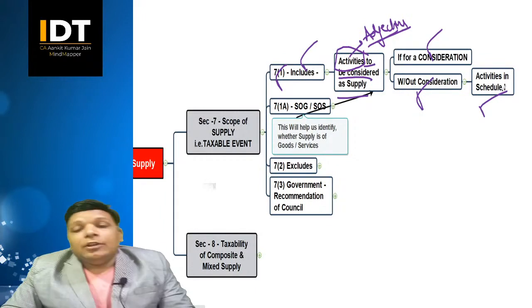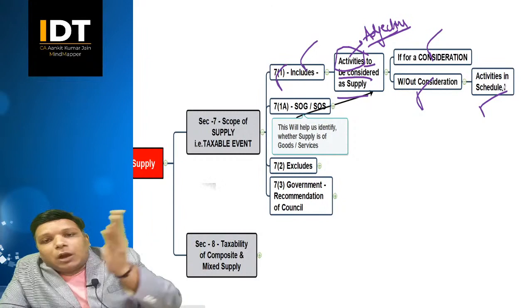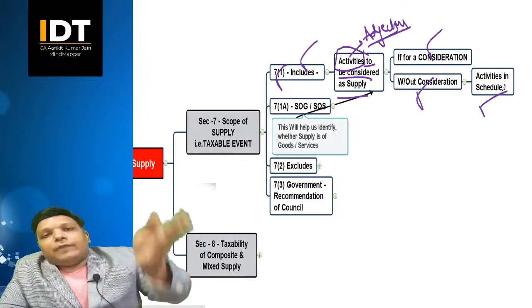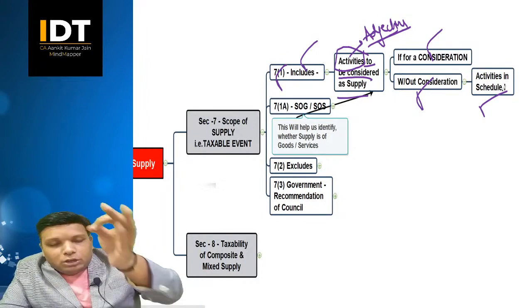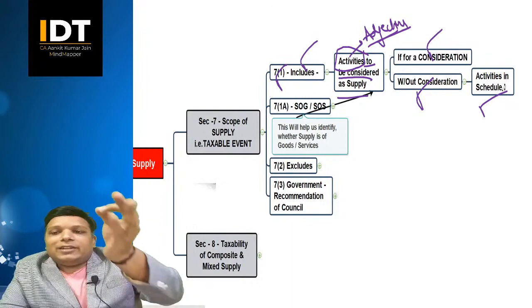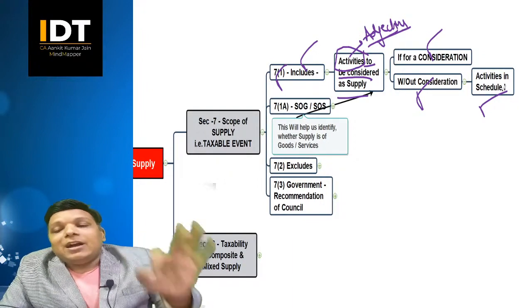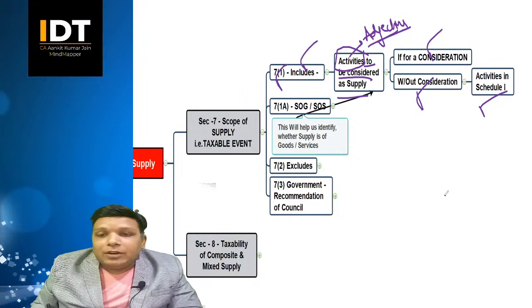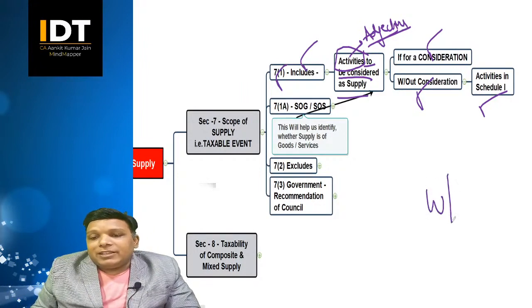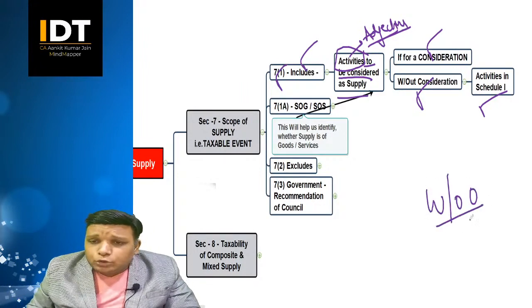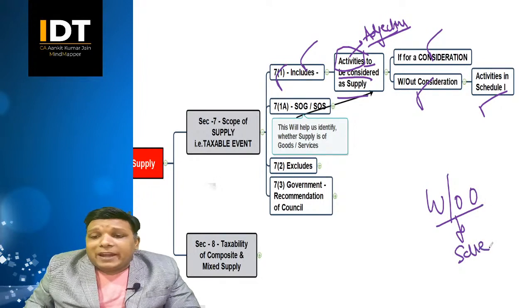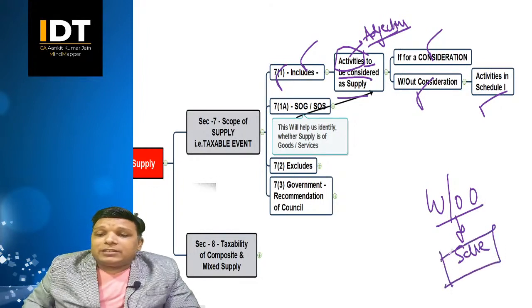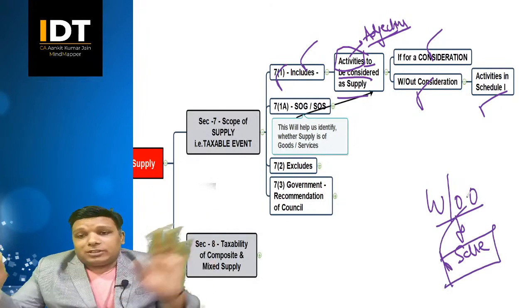number 1, correct? So whenever you have something without consideration, you have to check the activity in schedule number 1. If that activity is there in schedule number 1, then it is a supply, otherwise it is not a supply, correct? Simple logic: whenever anything is without consideration, you go to schedule number 1, and if your activity is listed there, then it is supply, otherwise it is not a supply, correct?